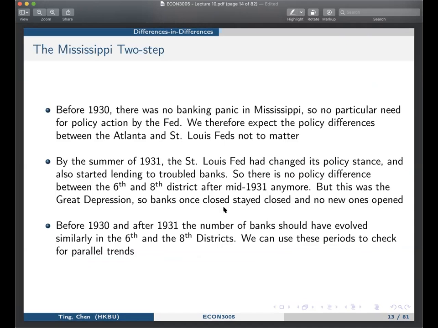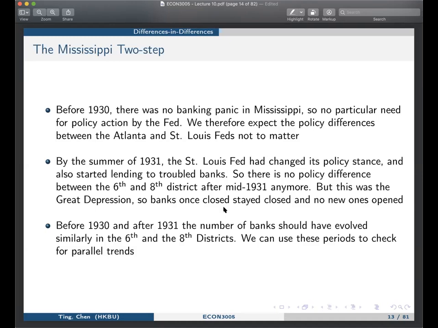In fact, the actual Mississippi banking crisis story has 2 steps. Before the 1930s, there were no banking panics in Mississippi, so no particular need for policy action by the Federal Reserve. We therefore expect the policy difference between the Atlanta and St. Louis Fed not to matter. By the summer of 1930, the St. Louis Fed had changed its policy stance and also started lending to the troubled banks. So there is no policy difference between the 6th and 8th district after mid-1931 anymore.